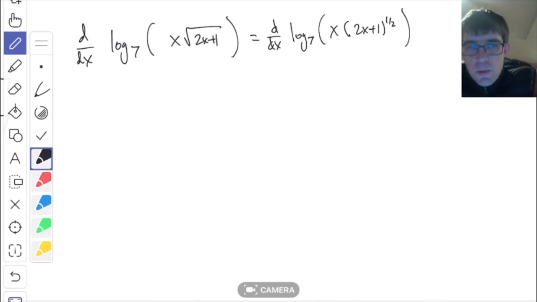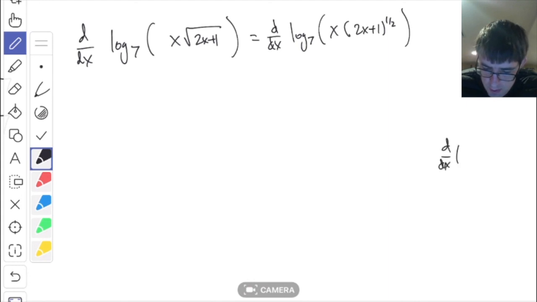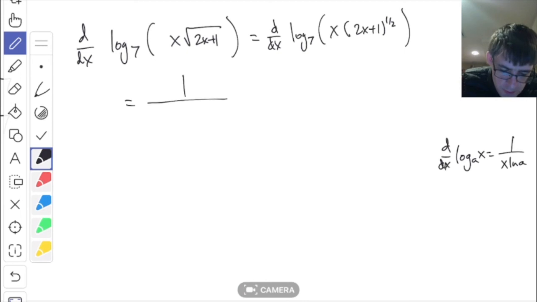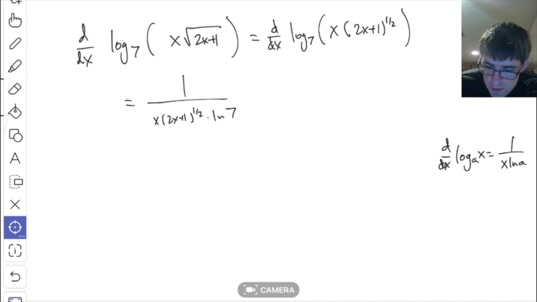All right. What can we do? What's a fella to do for the derivative of this? Well, it is a log base 7 overall, so I'm going to begin by using my rule for the derivative of a log base a. Remember, it's 1 over x ln a. And so that's what we're going to do first. 1 over. Now, in place of x, I have all of that business inside the big parentheses. It is x times 2x plus 1 to the 1/2. And then, in place of a, I have 7, so I put ln 7.